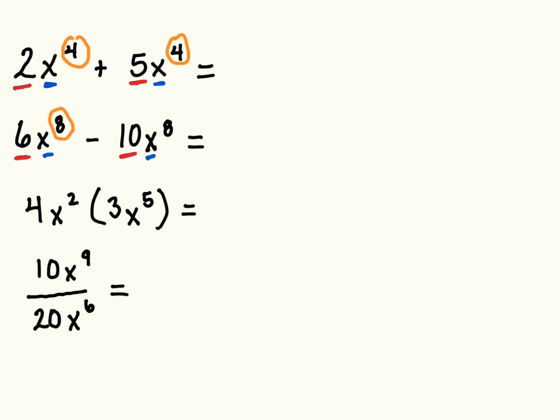Now that exponent, some people call it an exponent, some people call it a power. So to read this, you would say 2x to the fourth power plus 5x to the fourth power. So those are the same. The bases are the same. The variables are the same, and the exponents are the same. Therefore, we can go along and add.